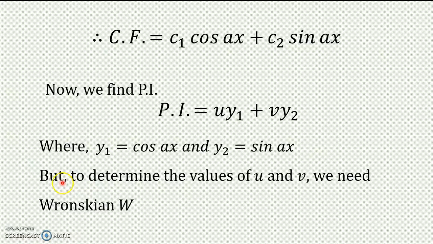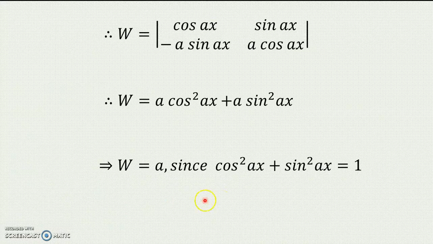But before this we need the value of the Wronskian. So in the next slide, we see how to find the value of the Wronskian. It is a determinant where we write down the first element, the second element, and the derivative of this one is this one, and the derivative of sin ax is this one. So we can easily find the determinant of a 2 by 2 matrix.